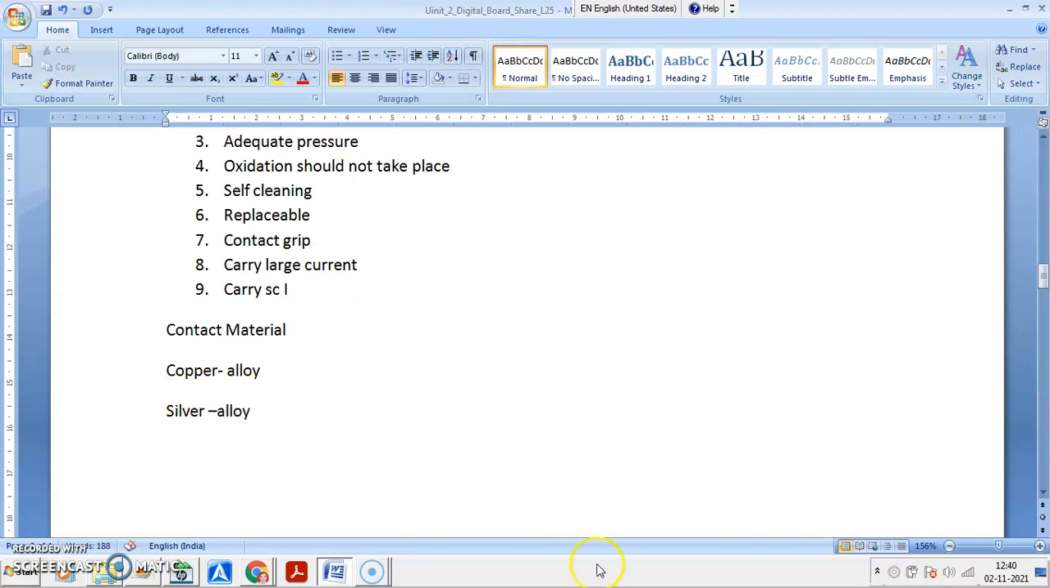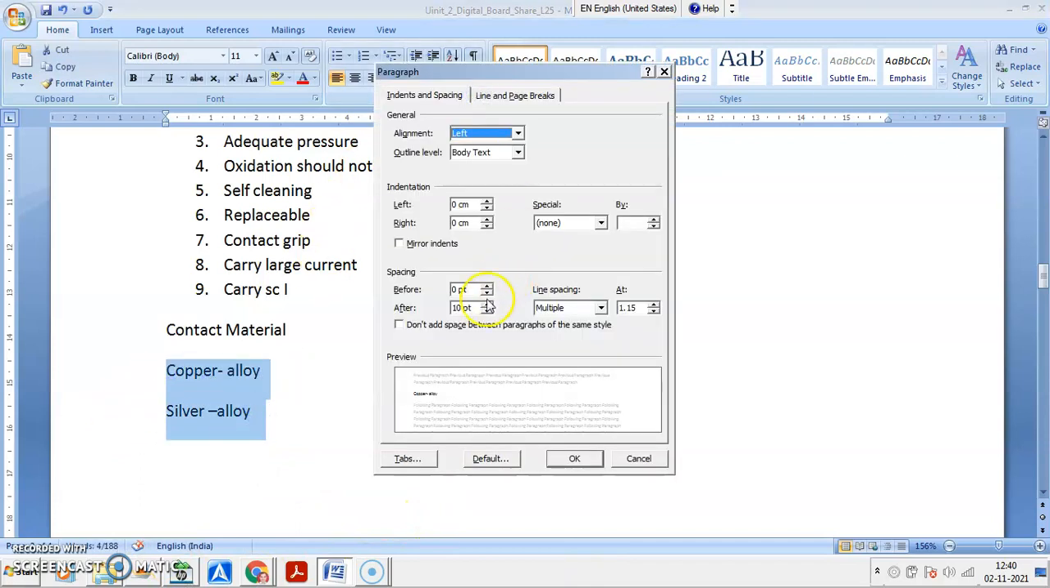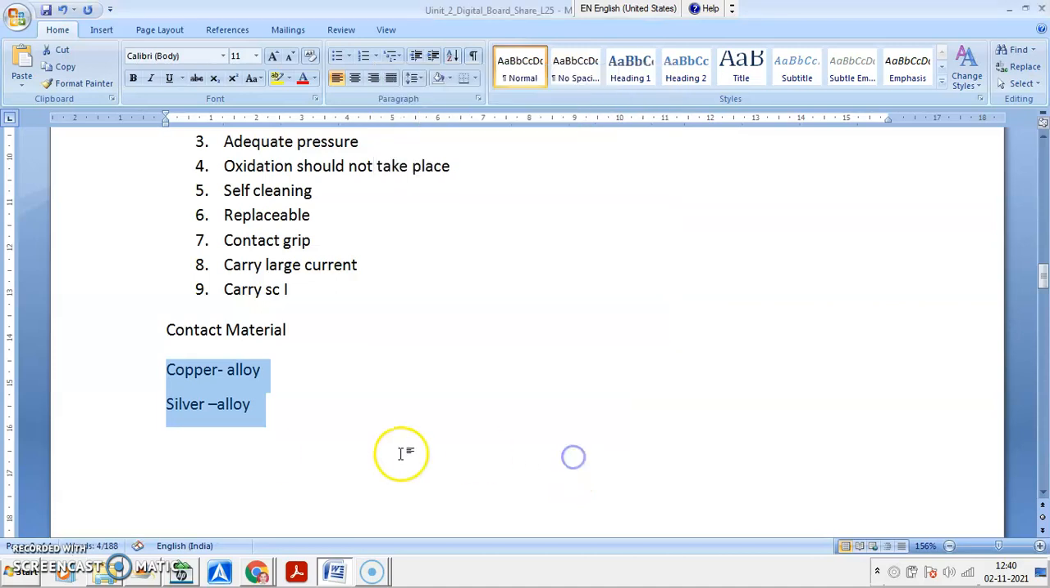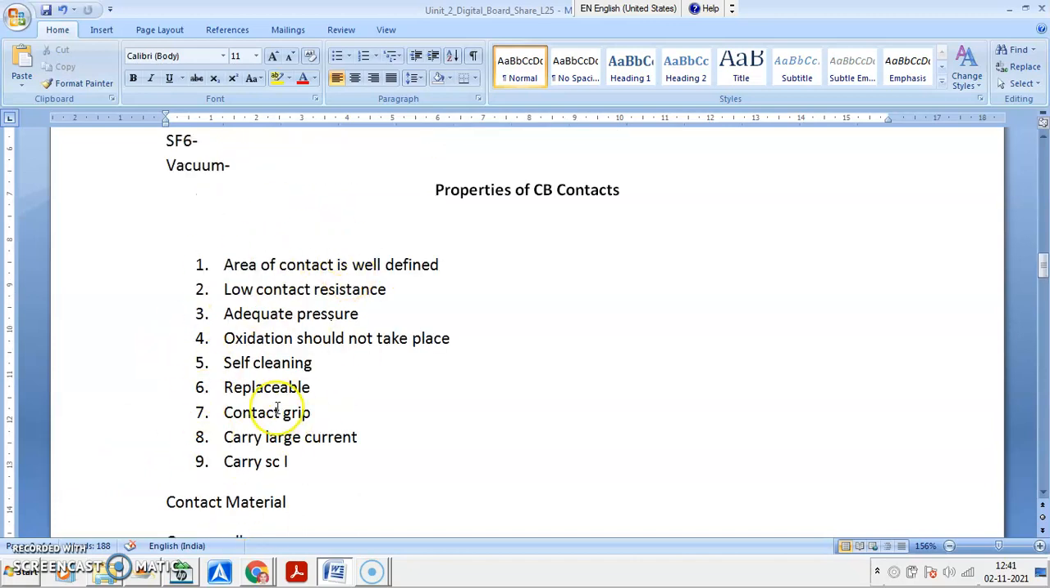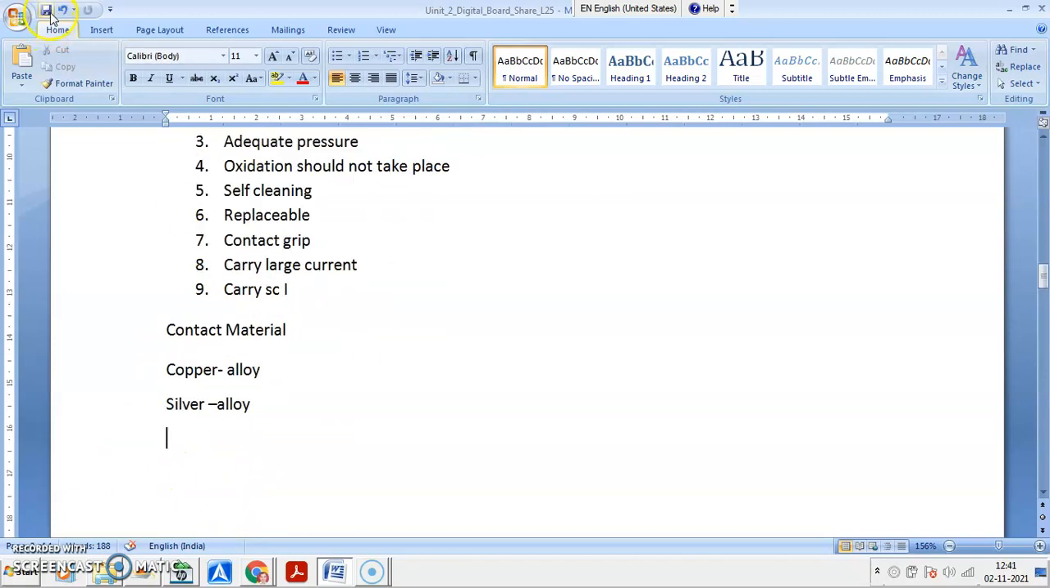They are specially manufactured. These contacts are specially manufactured. So these are the materials used. Normally the alloy is made such that it will have all the properties of contact material.